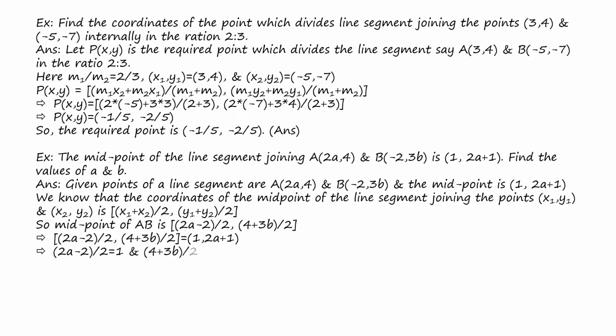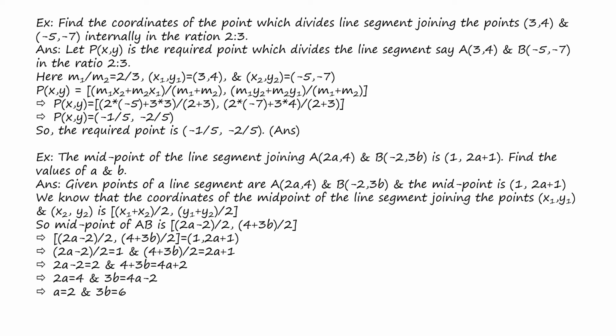Now equating the x coordinate with x coordinate and the y coordinate with y coordinate, what we get? It's (2a minus 2) divided by 2 equals 1, and (4 plus 3b) divided by 2 equals 2a plus 1, or 2a minus 2 equals 2 and 4 plus 3b equals 4a plus 2, or 2a equals 4 and 3b equals 4a minus 2.